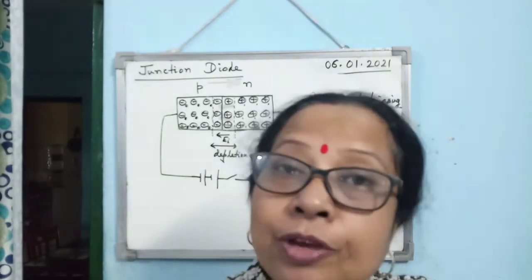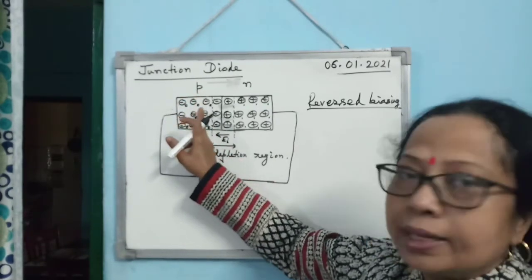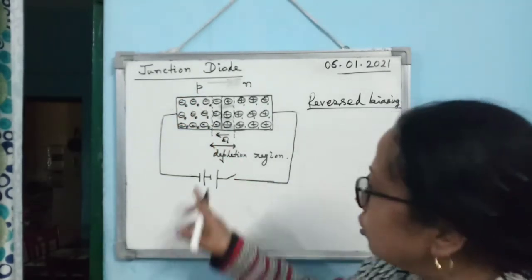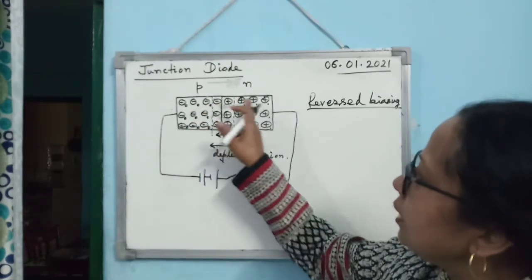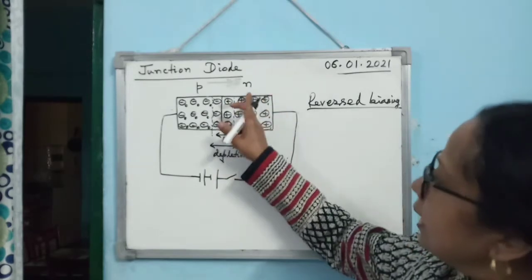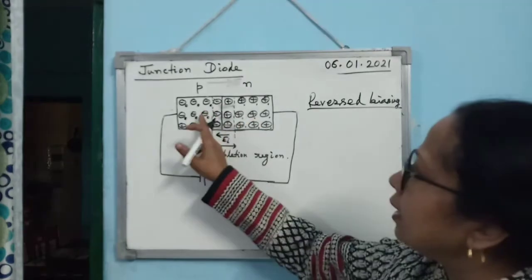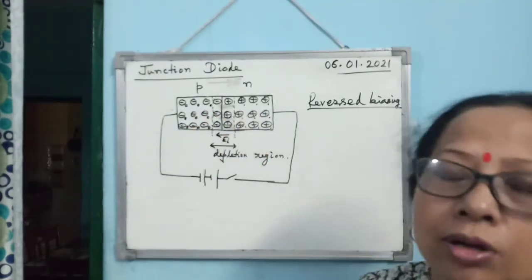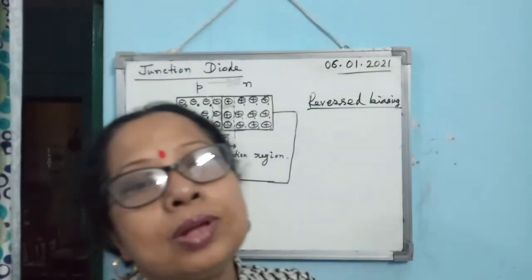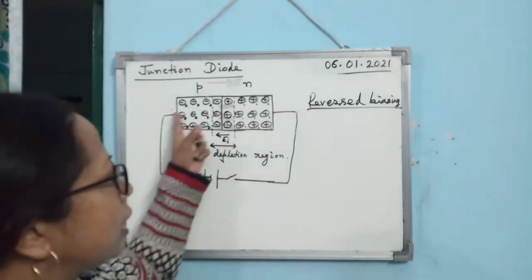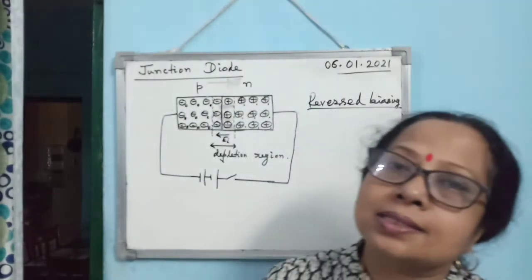But if you consider the minority charge carriers, in the P region the minority charge carrier is the electron. Electrons will move under the action of the external electric field from the P to the N region, and in the N region holes are the minority charge carriers. So minority charge carriers will move through the junction, and due to their diffusion a very small, negligible amount of current will be obtained in the external circuit.